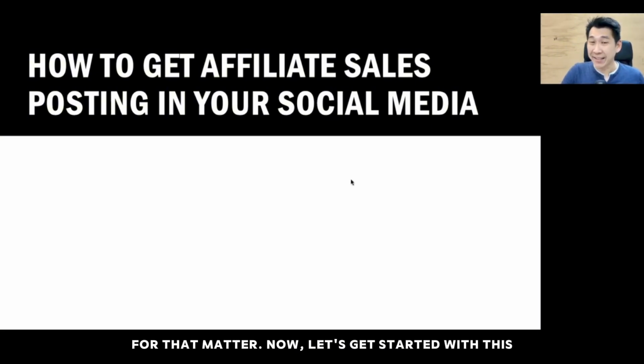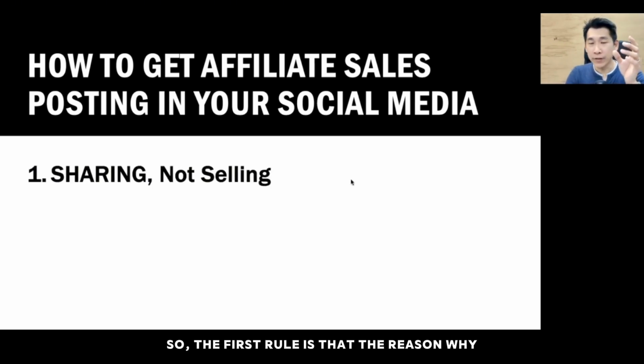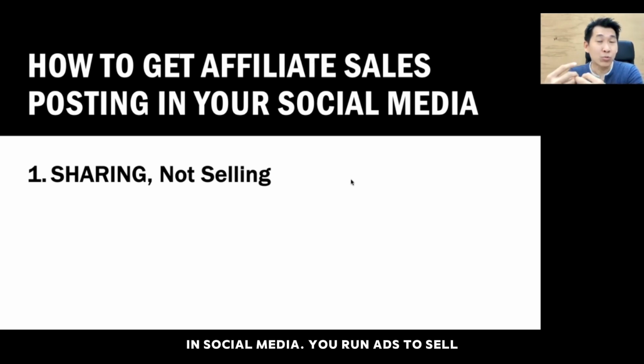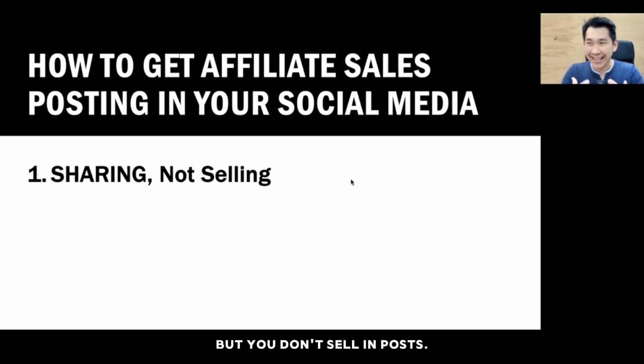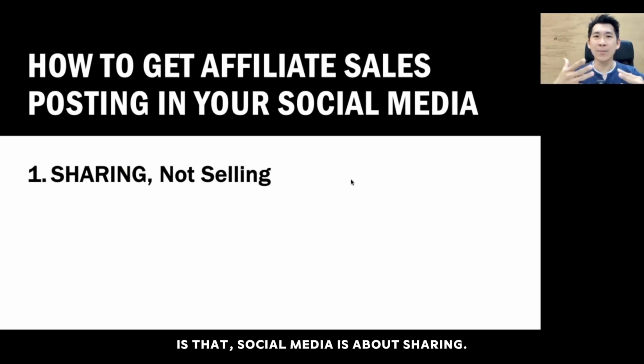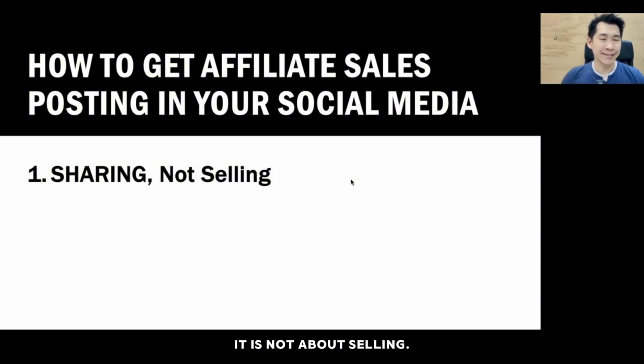Now, let's get started with this, that you can get affiliate sales by posting. So the first rule is that the reason why most fail miserably is that they are trying to sell in social media. You run ads to sell, but you don't sell in posts. That's a huge distinction there. What's important, at the mindset level and also in the process, is that social media is about sharing. It is not about selling.